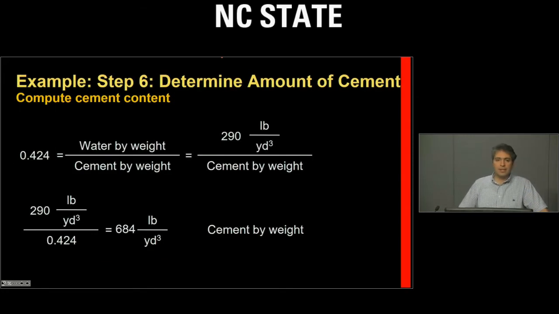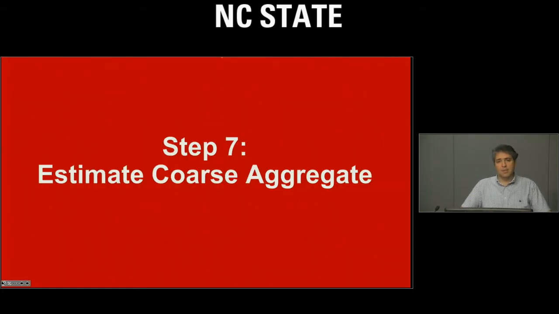Now let's go back to our example, determining the amount of cement. In this particular case, our water to cement ratio turned out to be 0.424. The water content of our mixture was 290 pounds per cubic yard of concrete, and then we can calculate the weight of the cement, and it turns out to be 648 pounds per cubic yard of cement that we need to put inside this concrete. That's it. Step 6 is over. Now we move to step 7.